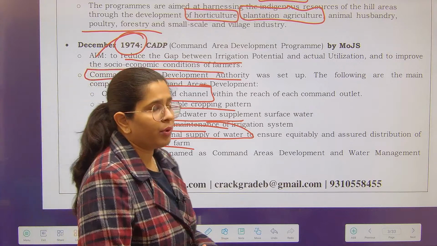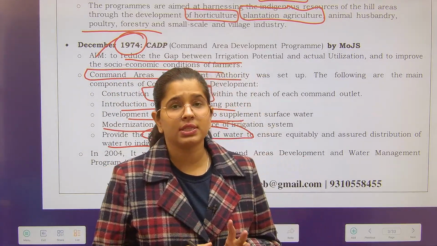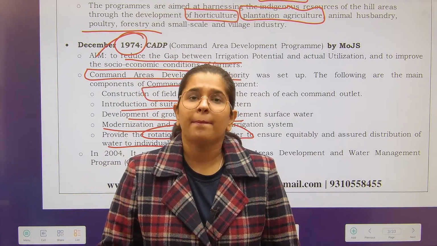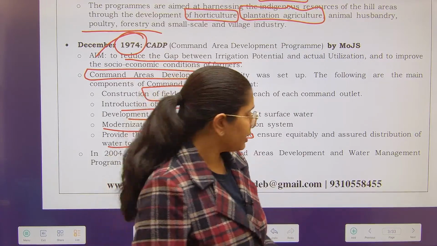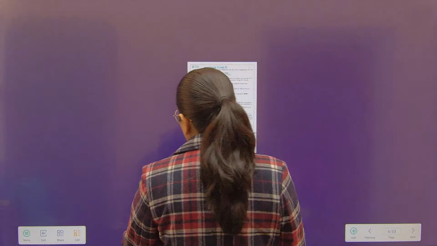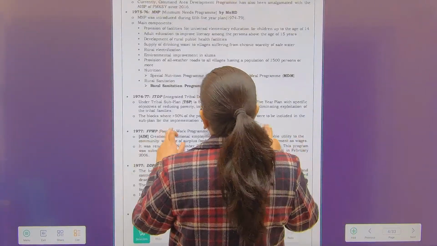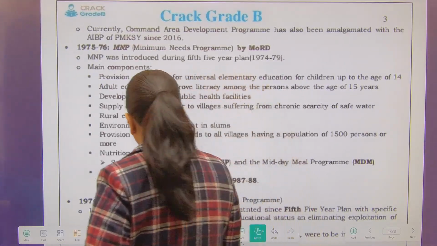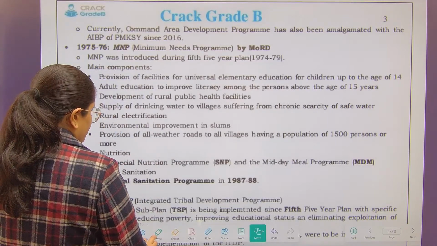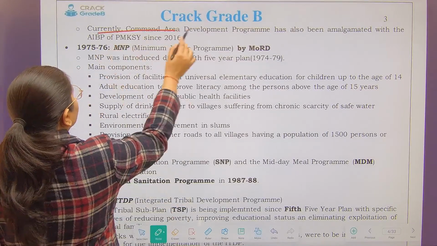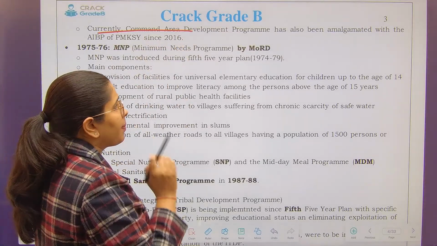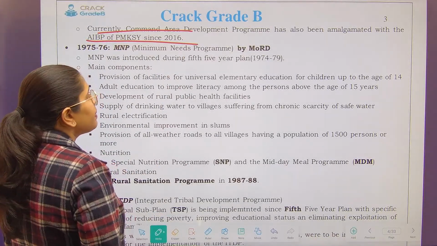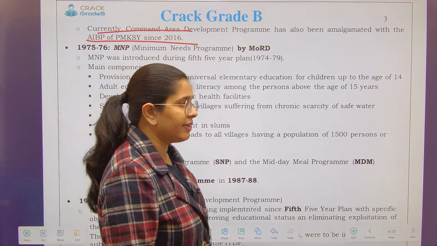So basically this particular program was for irrigation purposes, and you will see that post 2016 this particular scheme has been submerged under PM Krishi Sinchai Yojna, right? PM Krishi Sinchai Yojna is the umbrella scheme for all the irrigation related works, and hence this particular scheme has been submerged into that. See, currently the Command Area Development Program has also been amalgamated with the PM Krishi Sinchai Yojna.